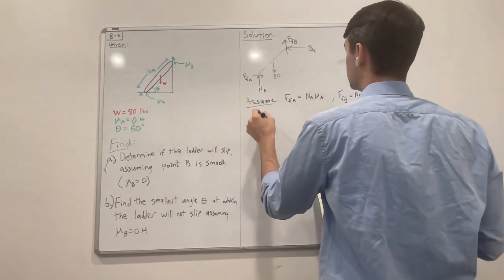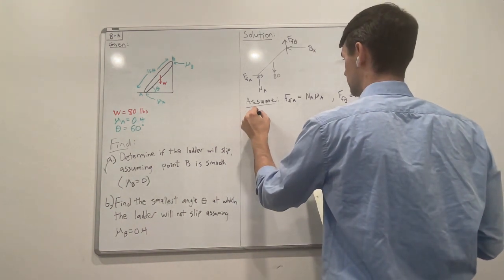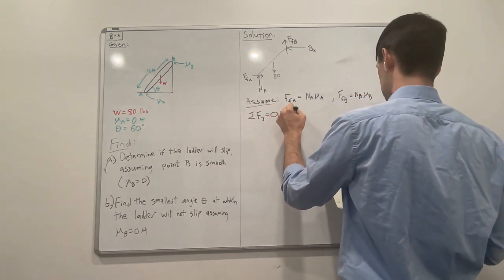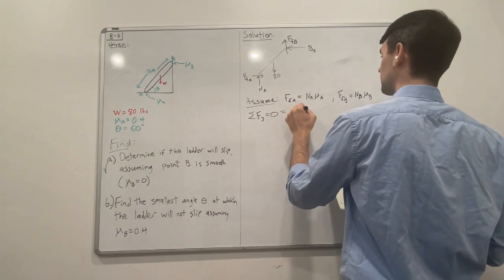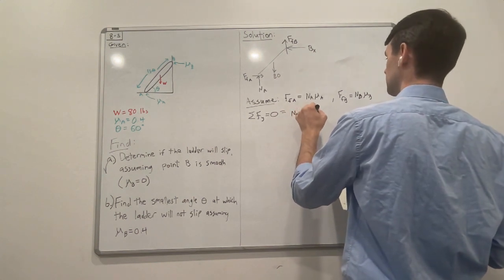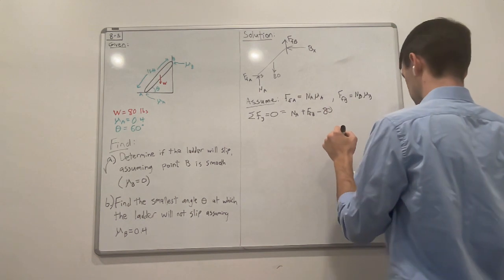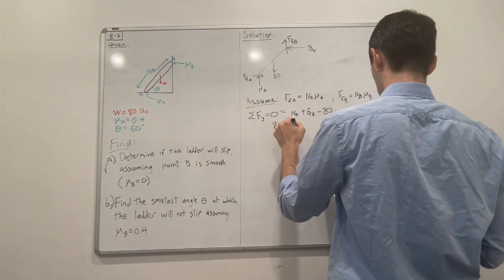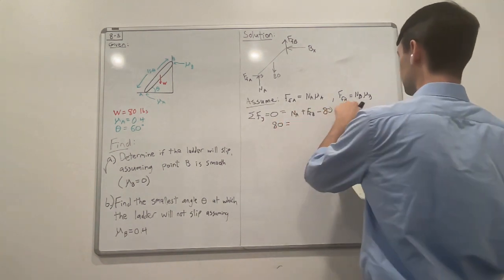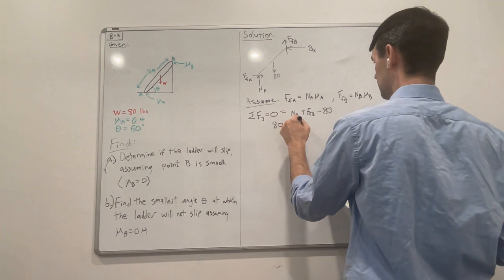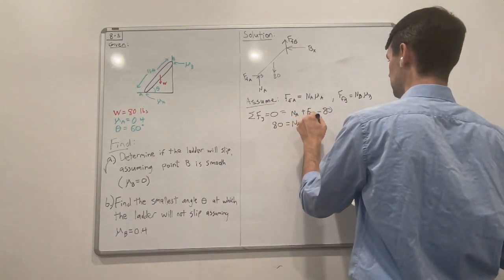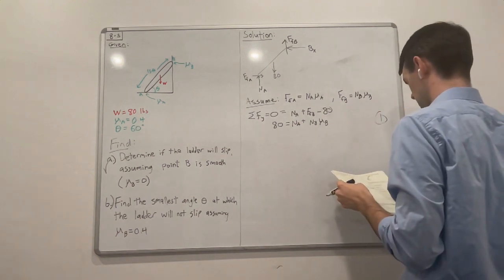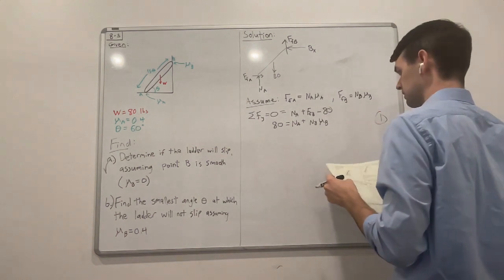So let's start with the sum of the forces in Y again. Sum of the forces in Y equals 0, which equals NA plus friction force B minus 80. So we can rearrange that and get that 80 equals, and we can substitute this in, so we can say 80 equals NA plus NB mu sub B. And let's just keep that in our back pocket for a minute. We'll come back to that equation in just a second.